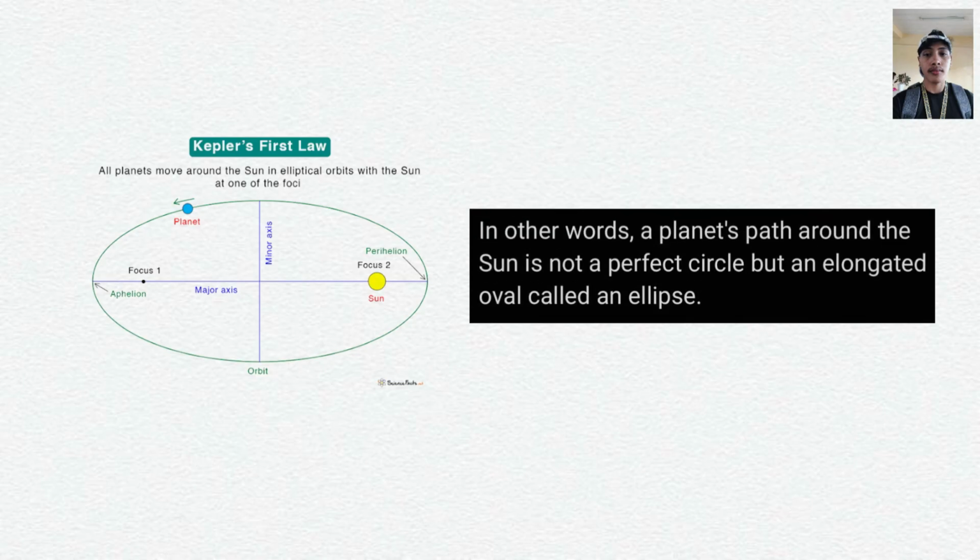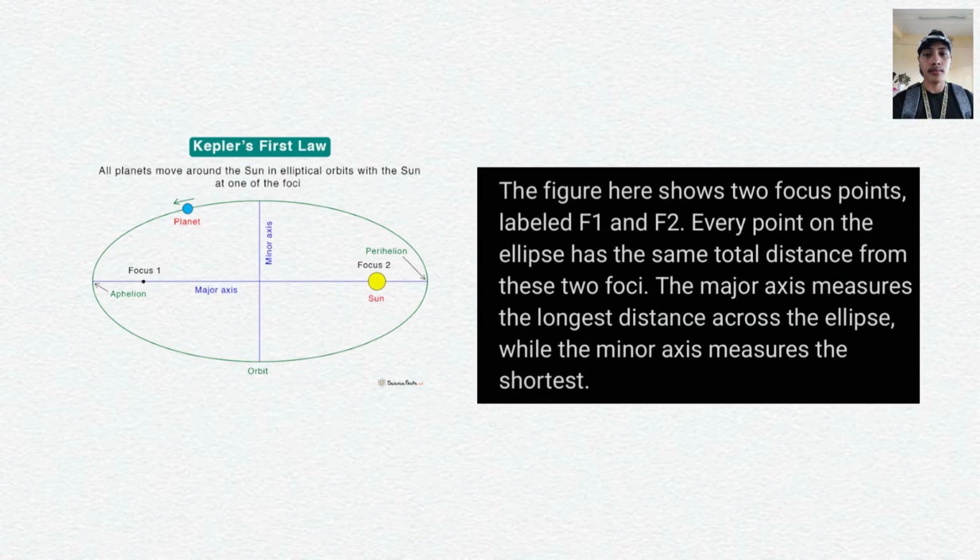In other words, a planet's path around the Sun is not a perfect circle, but an elongated oval called an ellipse. The figure here shows two focus points, labeled F1 and F2. Every point on the ellipse has the same total distance from these two foci. The major axis measures the longest distance across the ellipse, while the minor axis measures the shortest.